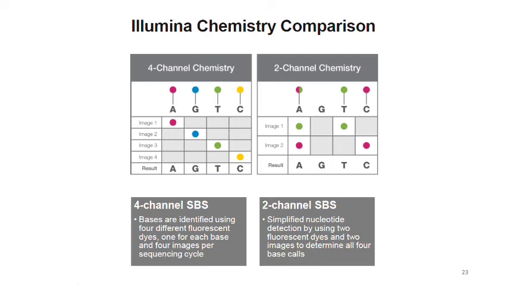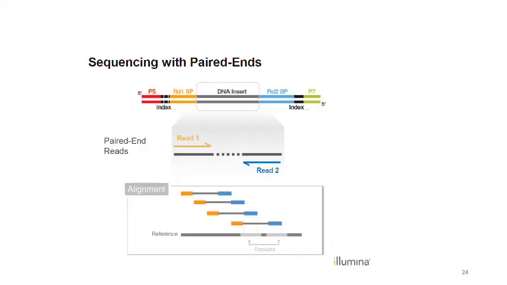This slide is a summary of the differences between the 4-channel and 2-channel chemistries. Again, in the 4-channel chemistry, each dideoxynucleotide is labeled with a different fluorophore. In the 2-channel chemistry, thymine, cytosine, and adenine are labeled with fluorophores, and guanine is not labeled. For most applications in the clinical lab, we want to sequence the forward strand and the reverse strand and match them together to ensure that we have an accurate accounting of the DNA sequence. This is called paired-end sequencing.